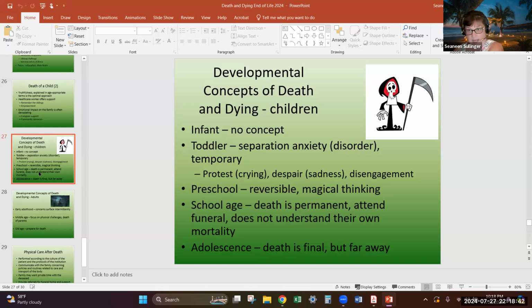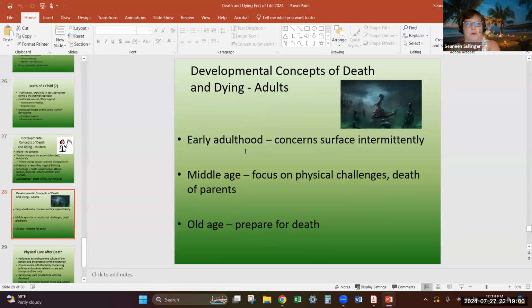So when they see one of their friends die for whatever reason, it really, really affects them because it makes it very real for them, and they may not be ready. They're generally not ready for the permanence of death at that age. And then, early adulthood concerns will surface intermittently. Again, looking at the missed opportunities. Middle age, that's kind of that sandwich generation where you're taking care of your kids and your parents. And so oftentimes you know that the death of your parents is coming, and your own physical challenges are happening. And then old age, you're preparing for death, hopefully in some way.